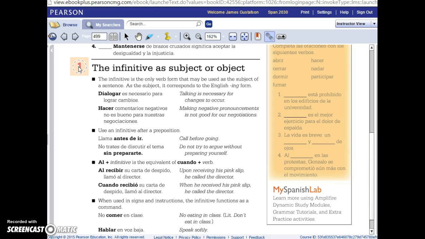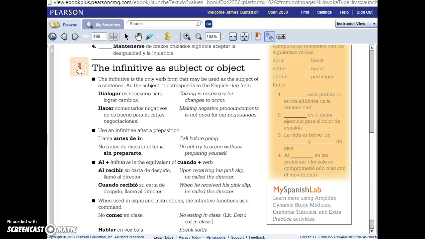The infinitive is the only verb form that may be used as the subject of a sentence, as the subject corresponds to the English ing form. So in English we might say, talking is necessary for changes to occur. Talking may look like a verb, but it's actually a noun here, right? That's actually a noun. But in Spanish, you don't use the ing form. You would use the infinitive form. Dialogar es necesario para lograr cambios. So literally, to dialogue, to talk, is necessary in order to achieve changes.